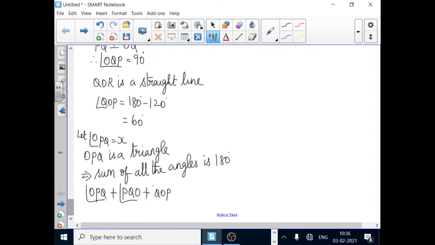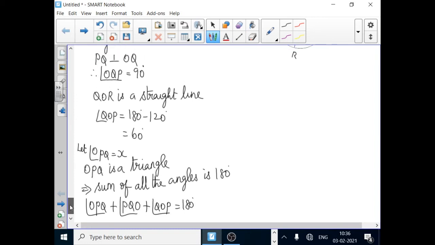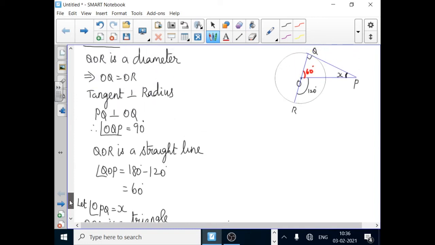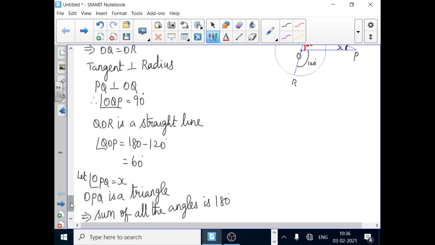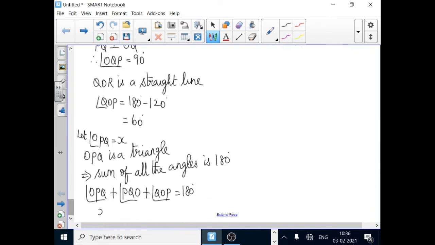QOP is equal to 180 degree. இதெல்லாம் நமக்கு தெரியுது, அதெல்லாம் சப்ஸ்டிட்யூட் பண்ணுங்க. Angle OPQ, we mark it as X. So X, this angle is X.